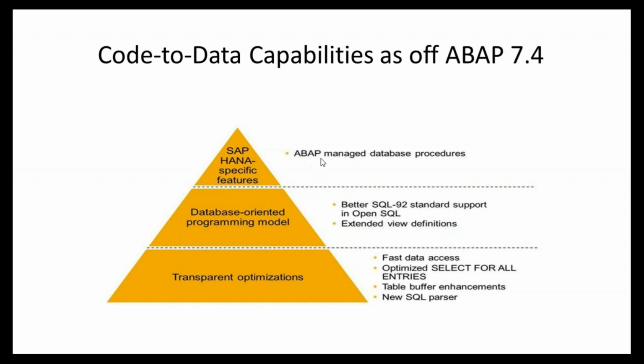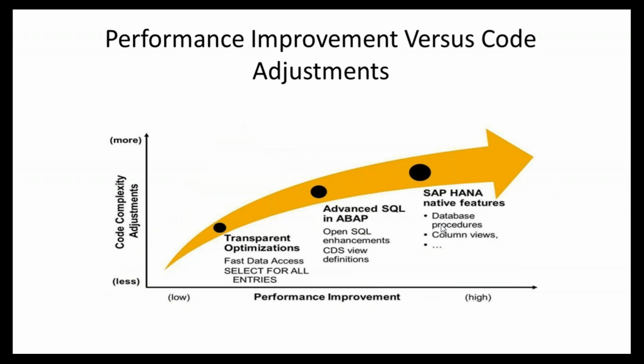ABAP managed database procedures: we can access everything from the ABAP managed database procedures. So we have performance improvement, transparent optimizations, advanced SQL in ABAP, and SAP HANA native features. These are the things that we have in performance improvement versus code adjustments.